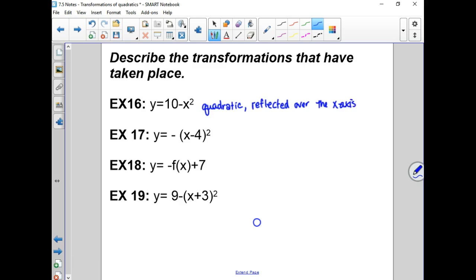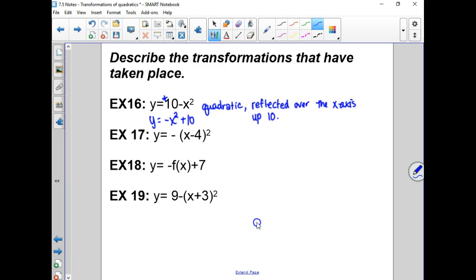Now this 10 out here is a positive 10, and it is not inside of any parentheses. It's added to that negative x squared. So this quadratic has also been moved up 10. Another way you might see this written is y equals negative x squared plus 10. That looks a little more like what we're kind of used to seeing.